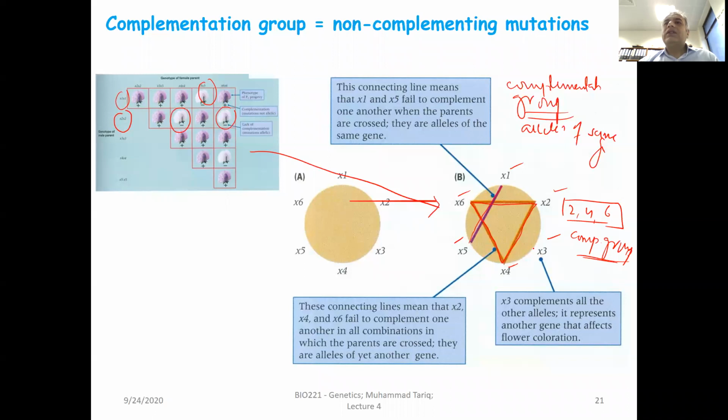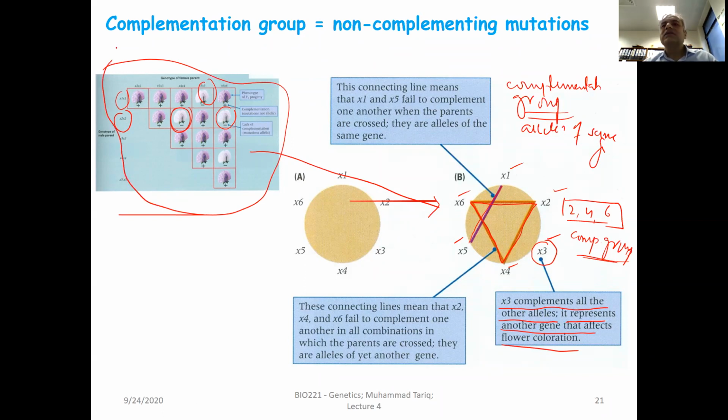The X3 does not show any of the wild phenotype. So we say X3 complements all the other alleles. It represents another gene. So based on this test, how many genes have we discovered so far? How many independent genes have we discovered which can cause white phenotype? Hello? How many?